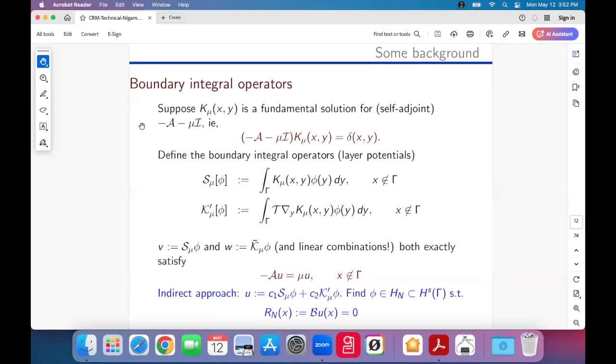Now, it turns out that if you took the single layer, so I give you a phi, you build S of phi. So this convolved object exactly satisfies the PDE inside the domain. Okay, so you don't have to enforce anything inside the domain. The only thing you have to worry about is on the boundary. Okay. Similarly, if you took the double layer or the adjoint of the double layer, it will also exactly satisfy the PDE in the interior. The only thing to worry about is what's happening on the boundary.